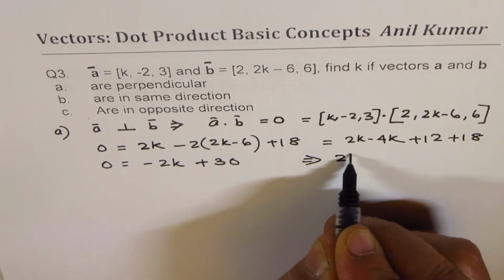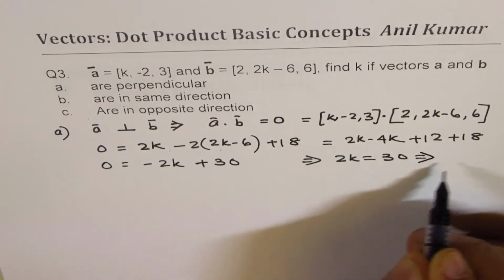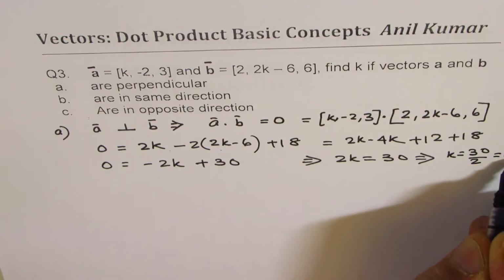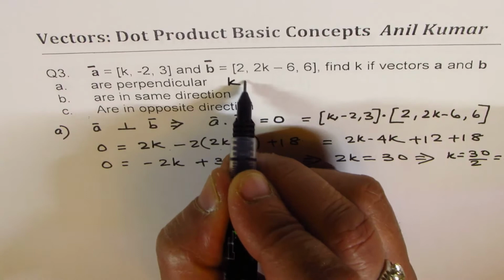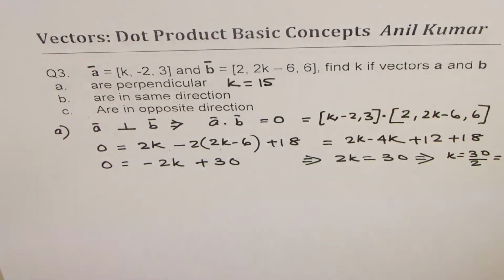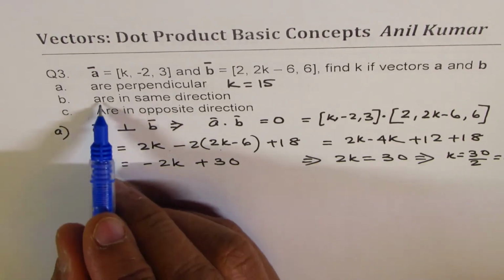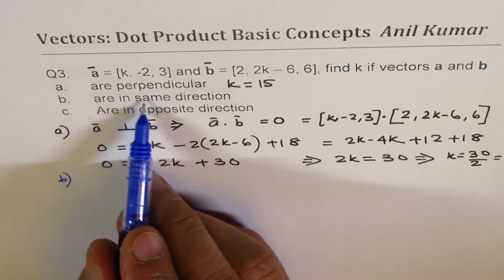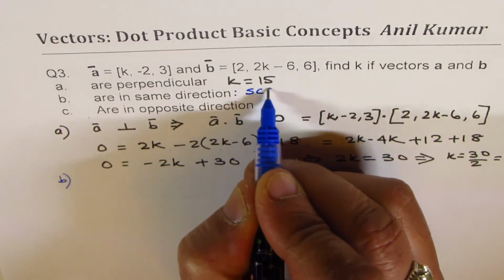So we could write this as 2k equals 30, which implies that k equals 30 over 2, which is 15, right? So for perpendicular, we get k equals 15, right? Now let's do part B, which is are in the same direction. When we say they are in the same direction, we mean they are scalar multiples.